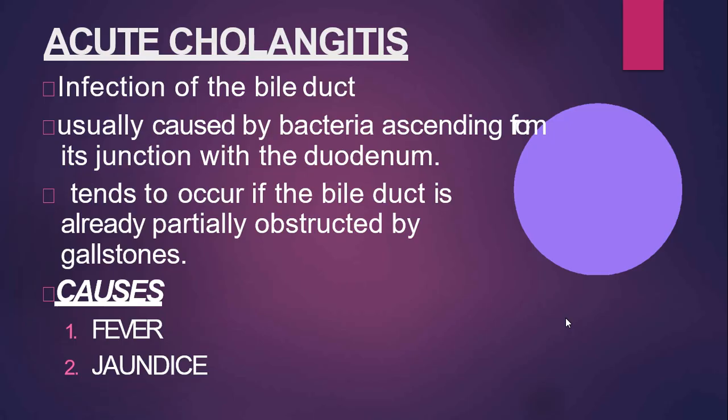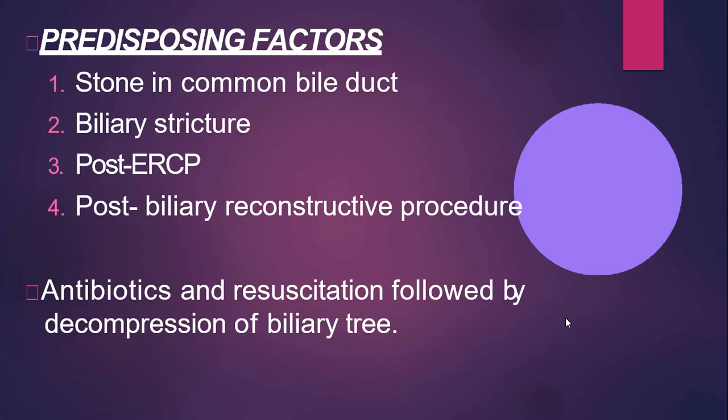In malignancy there is progressive jaundice, so you get a palpable gallbladder but without tenderness. Acute cholangitis is infection of the bile duct, usually caused by bacteria ascending from its junction with the duodenum. So it tends to occur if the bile duct is already partially obstructed by gallstones. Now this patient will have fever and jaundice. So there is Charcot's triad: if the patient has jaundice, fever with chills, and pain in the right hypochondrium, that is known as Charcot's triad.